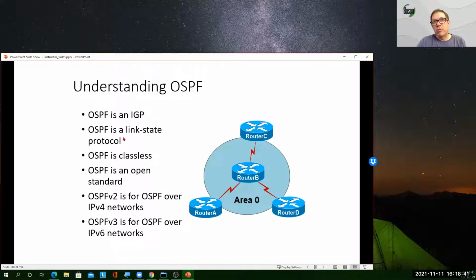OSPF is an interior protocol. It's link state. It's classless. So recall that classless means that the router is going to advertise not only the network number, but also the mask that goes along with it. So anybody who receives that route will not have to assume or guess or try to figure out what mask will be used. They are told what mask will be used. So we have 2 different versions of this. Version 2 is for IPv4 networks, and version 3 is for IPv6 networks.